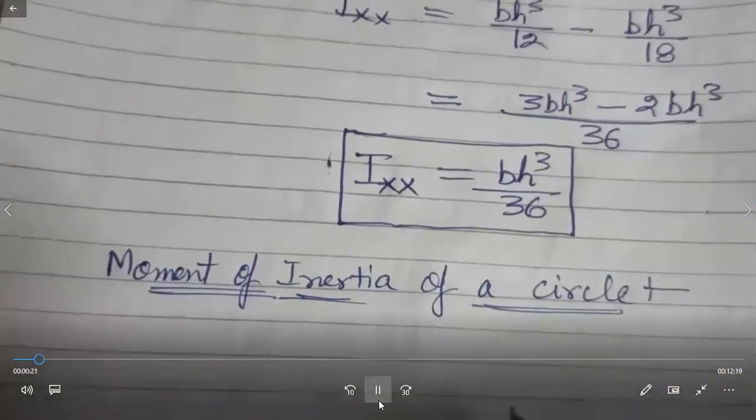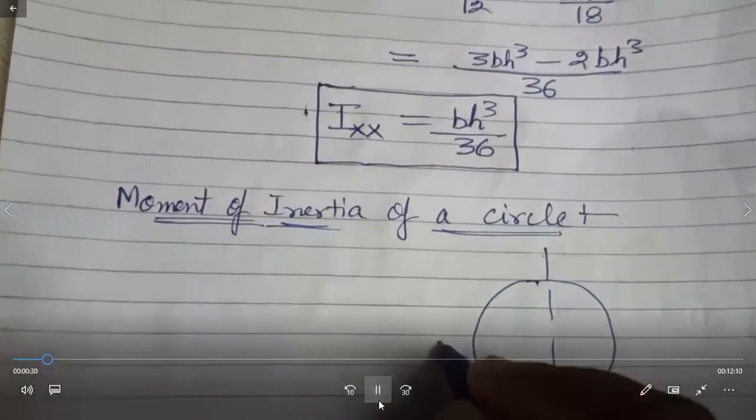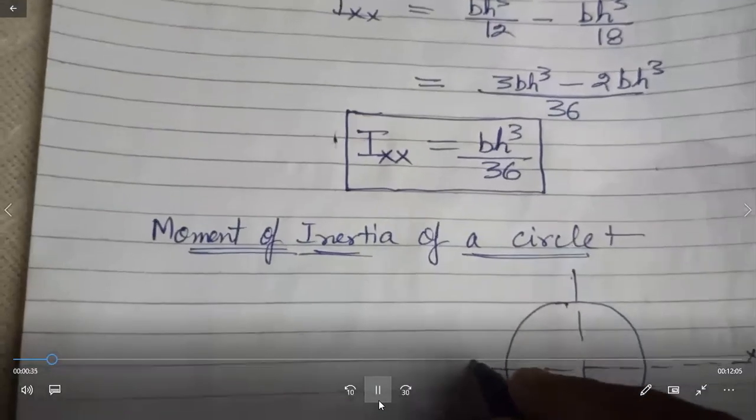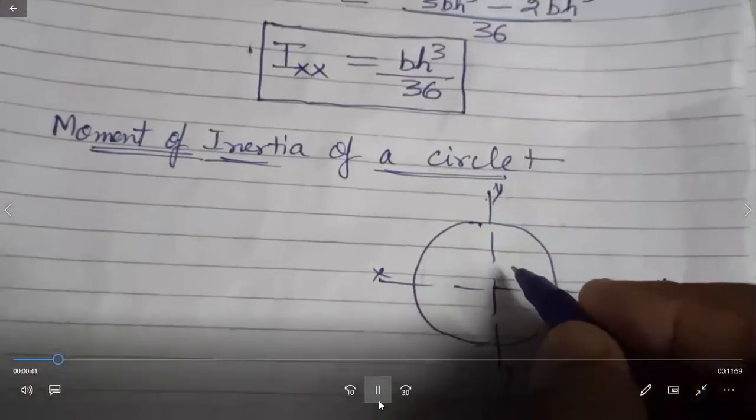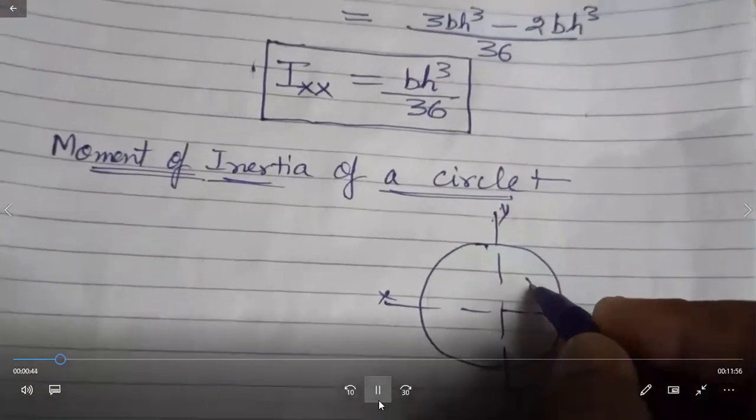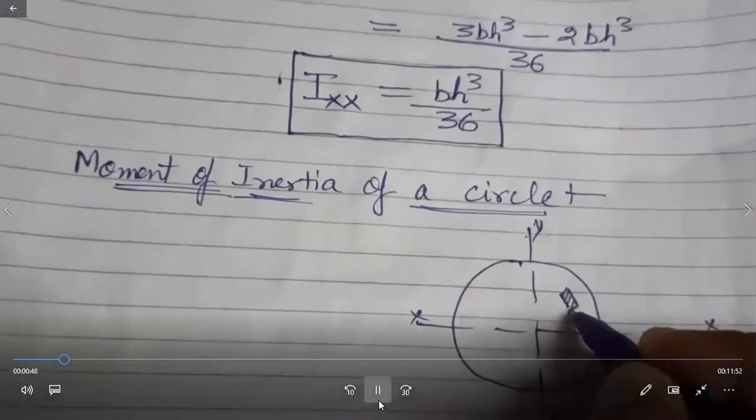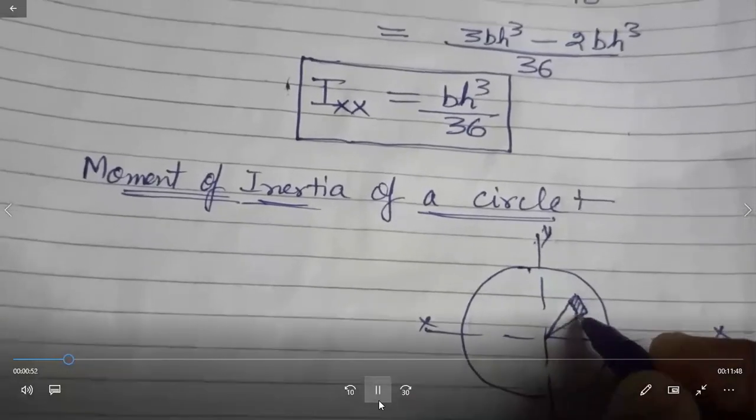So for a circle, we draw this circle, and these are the centroidal axes. This is XX and this is YY. Now in this circle, we will take an elemental area like this.